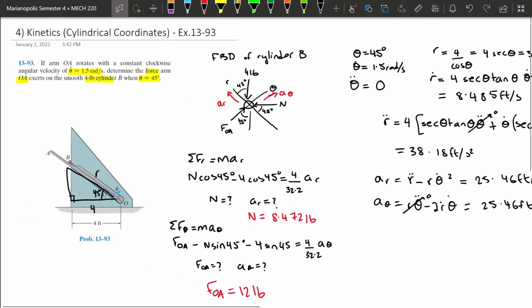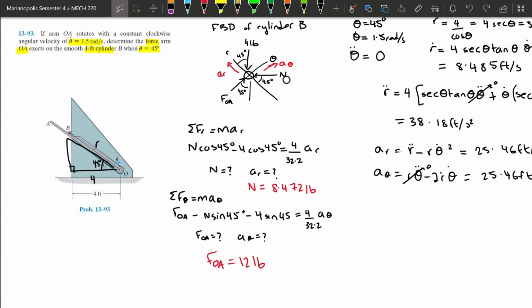So let's see if we answered the question. It asks for the force that arm O exerts on the cylinder. That is exactly our answer.